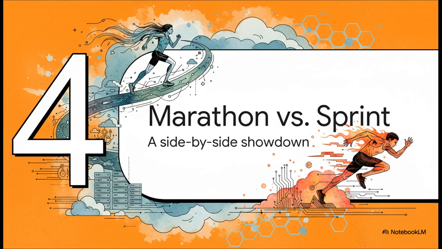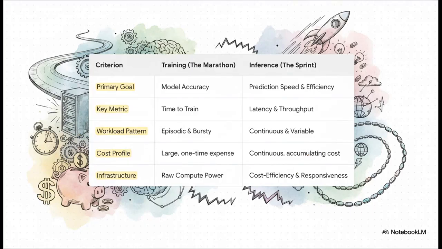So we've got our marathon runner and our sprinter. Now let's put them right next to each other in a side-by-side showdown to really drive home just how different their needs are. This table, right here, it sums it all up perfectly. For training, the marathon, the goal is simple, model accuracy. And the key metric is just how long it takes to train. But for inference, the sprint, it's all about prediction speed and efficiency, measured in latency and throughput.